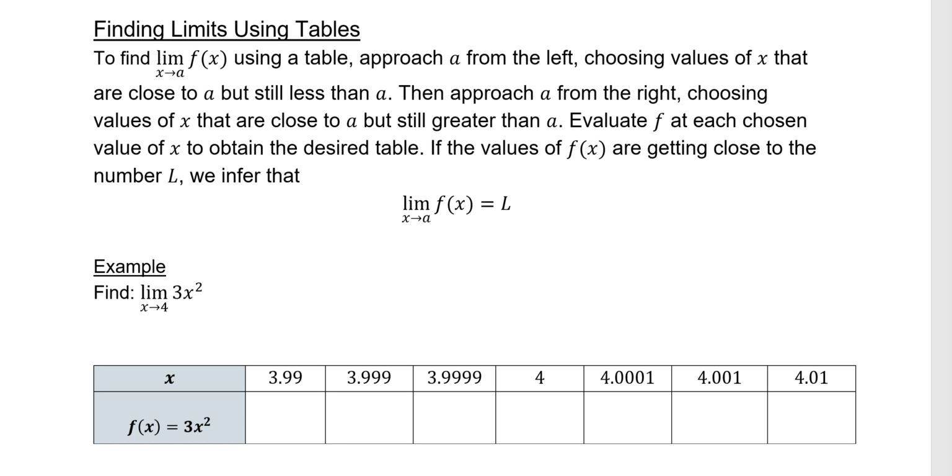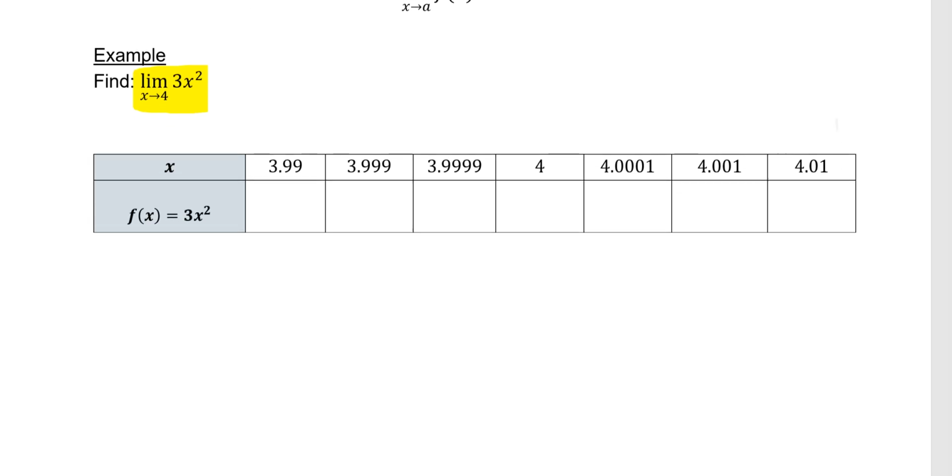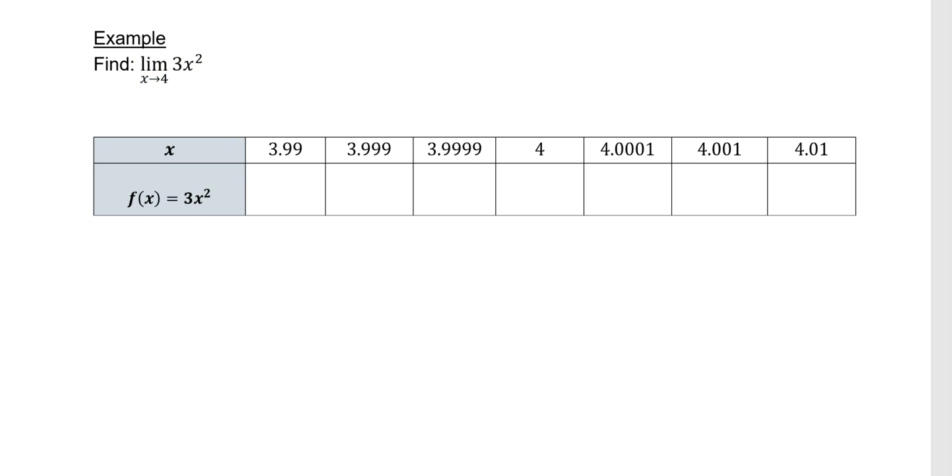So for example, if we want to evaluate the limit of 3x squared as x approaches 4, what we're going to do every time we want to evaluate limits using a table is choose x values to the left and to the right of a, of whatever x is approaching, such that the values are getting closer and closer to our value of a. So you can see in this example that we have x approaching 4. So 4 is going to go right in the middle on our little x, y table. 4 goes right in the middle.